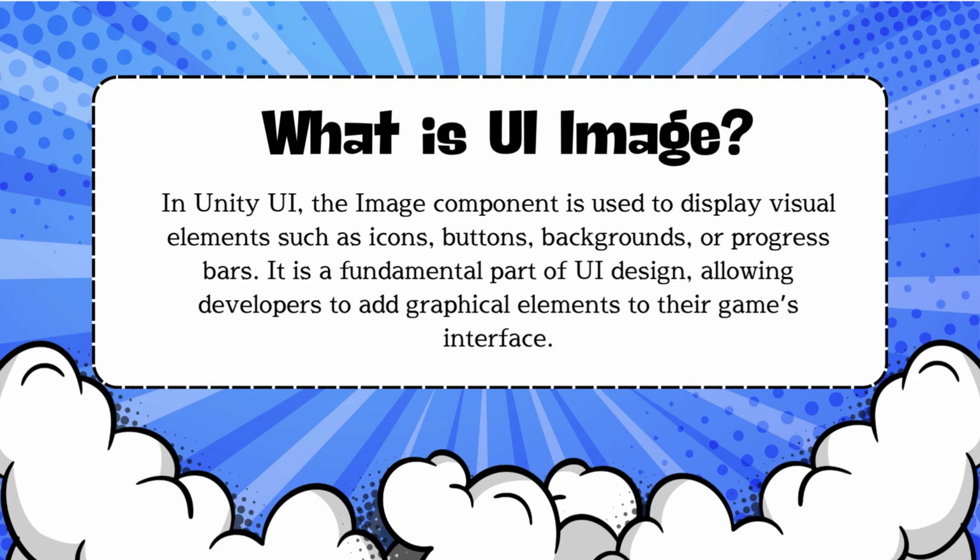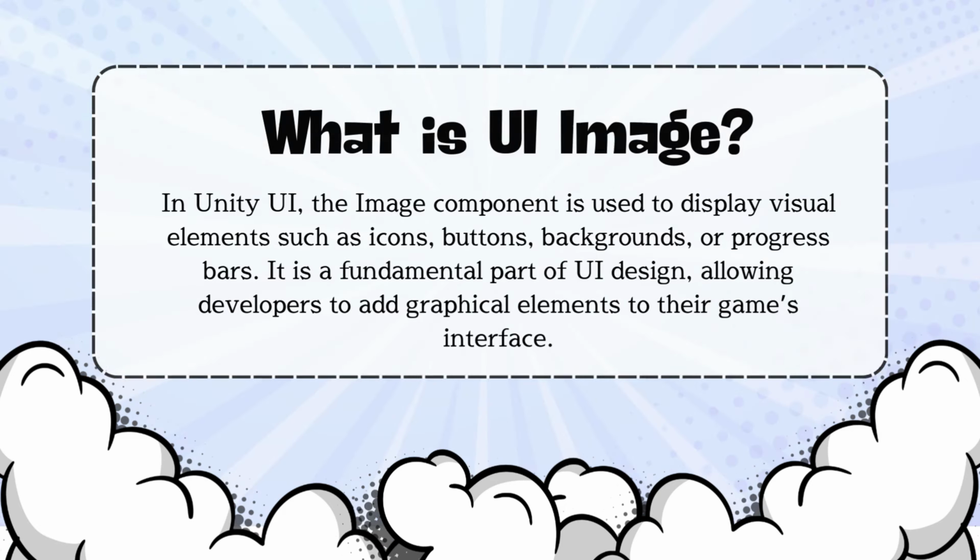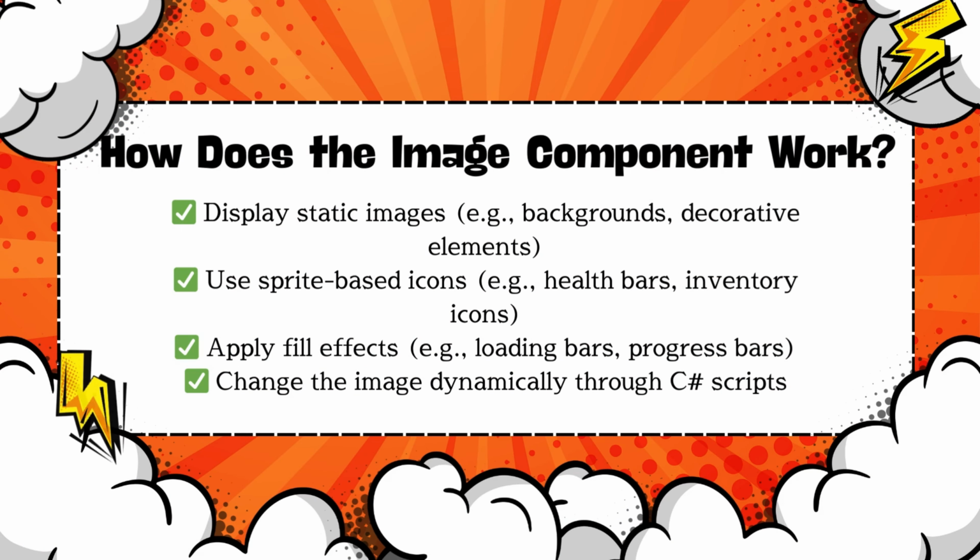What is UI image? In Unity UI, the image component is used to display visual elements such as icons, buttons, backgrounds, or progress bars. It is a fundamental part of UI design, allowing developers to add graphical elements to their game's interface. How does the image component work?